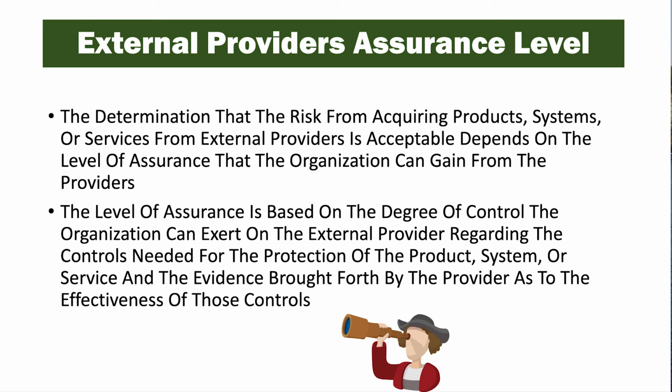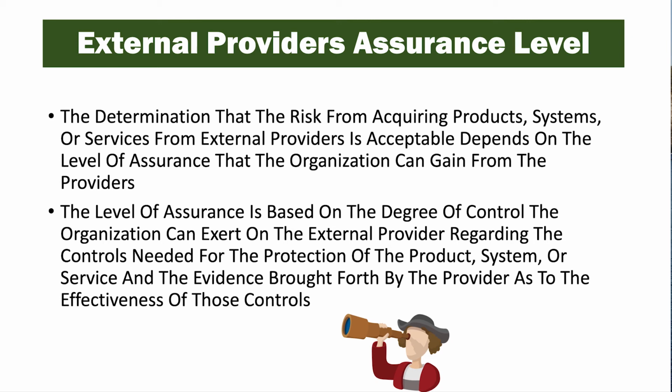External providers and assurance level. The determination that risk from acquiring products, systems, or services from external providers is acceptable depends on the level of assurance that the organization can gain from the providers. The level of assurance is based on the degree of control the organization can exert on the external provider regarding the controls needed for the protection of the product, system, or service, and the evidence brought forth by the provider as to the effectiveness of the controls.